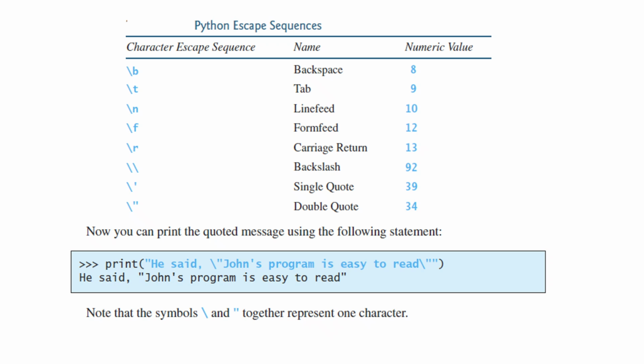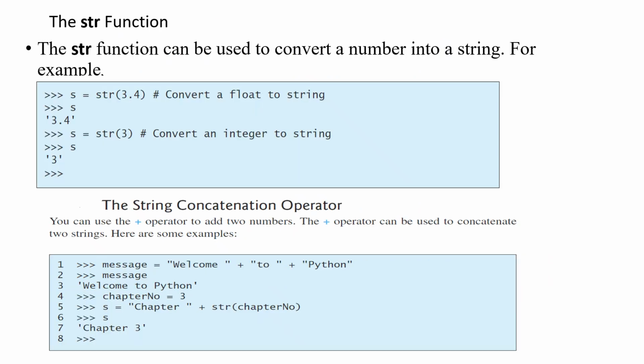Python escape sequences. \b for backspace, \t for tab, \n for line feed, \f for form feed, \r for carriage return, \\ for the backslash, \' for single quote, \" for double quote.